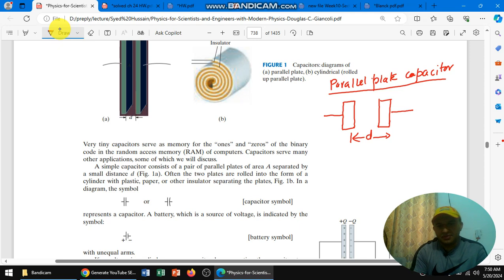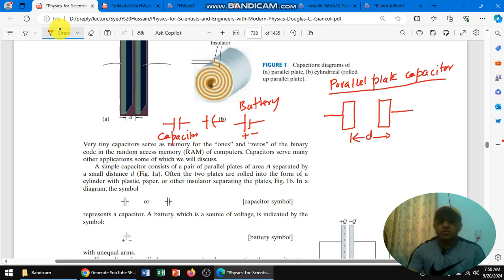It has two plates. When we connect it in a circuit, the symbol for a capacitor is like this: simple two parallel lines. Sometimes we use this symbol, which is also a capacitor. If we want to connect a battery, the cell or battery symbol is like this, with plus and minus. This is the battery symbol, and this is the capacitor symbol.